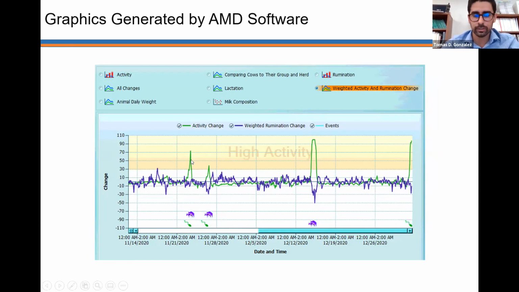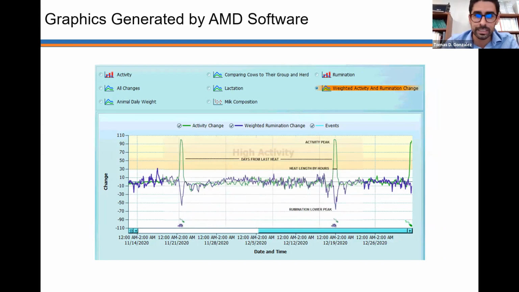So you have different examples here. This one is like a nice heat. You can see how the activity increases and the rumination decreases. Something really important in this, and something really useful you can use in the system as well, is you can measure different changes in your data.